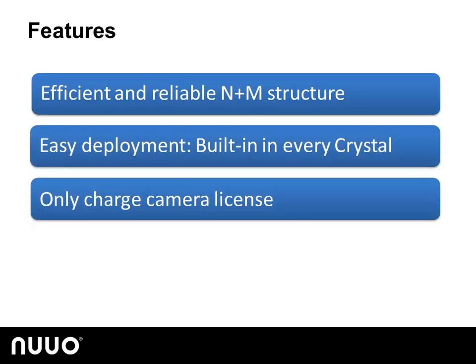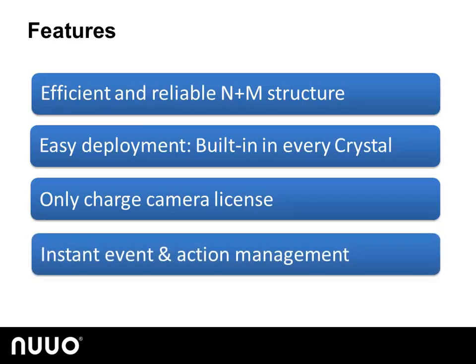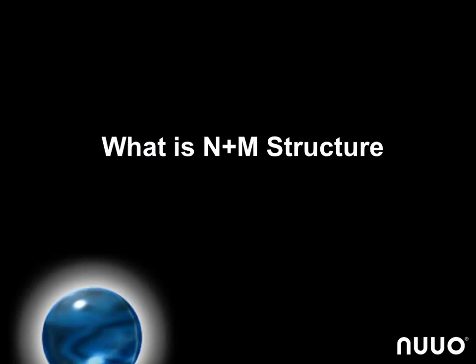For instance, let's say a system has 100 camera channels and would benefit from having the recording failover feature. To enable this feature, all the user needs to do is prepare the recording failover server plus the Ultimate camera licenses for the 100 channels in the system. It also supports instant event and action management when events occur. By the way, please remember this feature is only available to Ultimate level users. Here's a quick overview of why the N+M structure is so efficient and reliable.